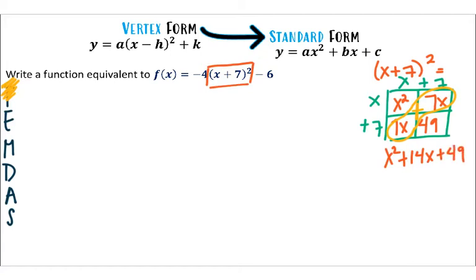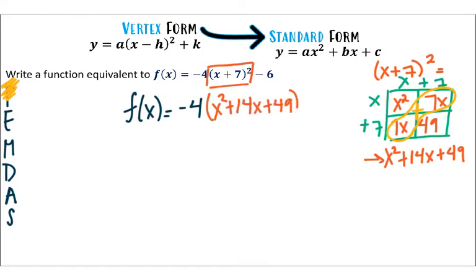Okay, so let's come out and see what that looks like. F of x is equal to negative 4. Instead of writing what I have in a red box, I'm going to write what I got outside of my box, which is x squared plus 14x plus 49, and then I am going to subtract this same 6. All right, so we have handled the exponent. The next thing that we have to do is multiply, and what we need to multiply is the leading coefficient of negative 4.